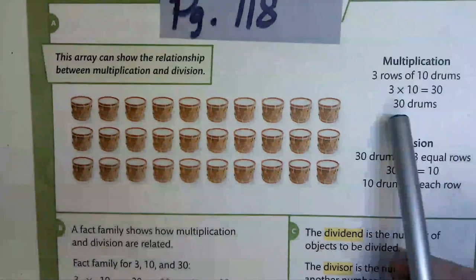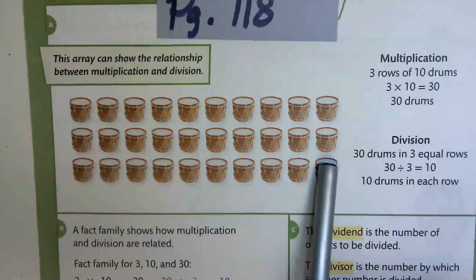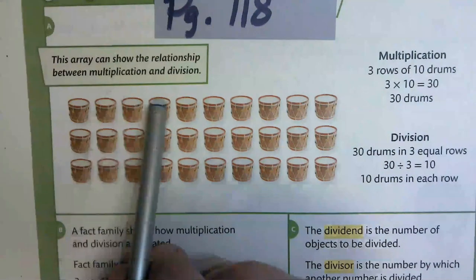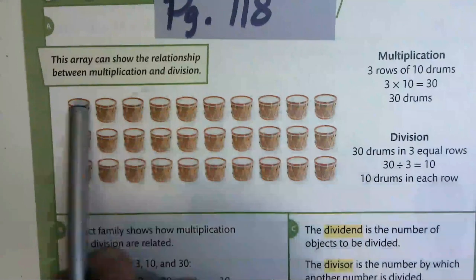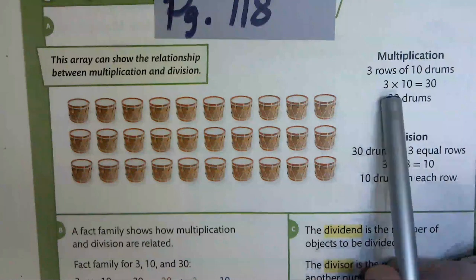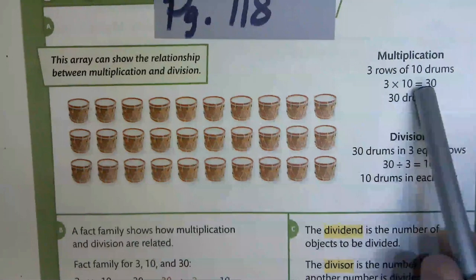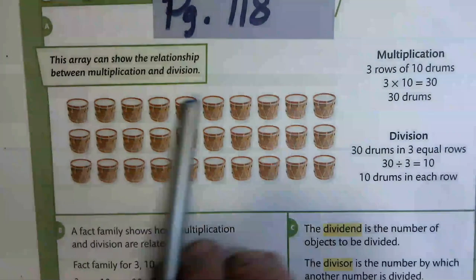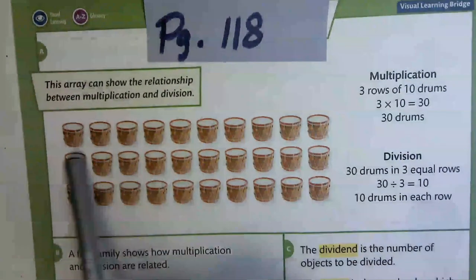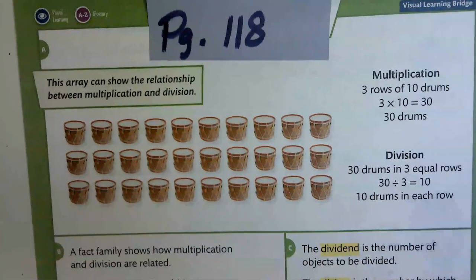And over here, we've got our multiplication. Here we have 3 rows, 1, 2, 3, and in each of those rows, we have 10 drums: 1, 2, 3, 4, 5, 6, 7, 8, 9, 10. So there's 10, 10, and 10. So 3 times 10. We can do that by multiplying 3 times 10 and finding that we have 30 drums. All the way together here, there are 30. And that makes sense, right? Because we could count this: 10, 20, 30. Putting them into these groups helps us to be able to count by tens.